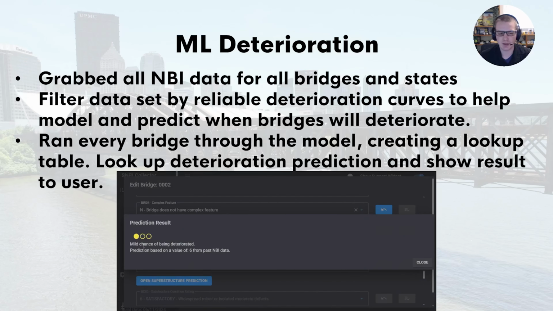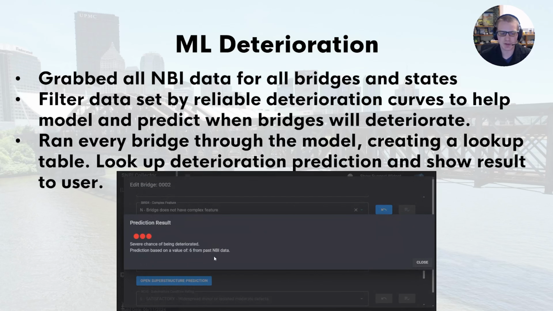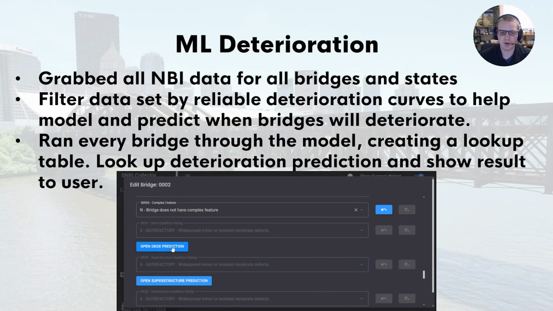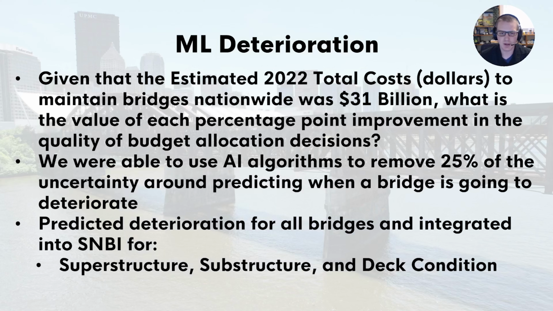So here, there's another video where you can see, hey, it's going to open this prediction result. You can see the prediction result, and it'll do for deck, super, sub, and it gives a visual example of, hey, we think that this is really going to be deteriorated, or hey, it's probably healthy. It's probably not any lower than what it already is. And then Luke, this is your slide if you want to go ahead and speak to this.